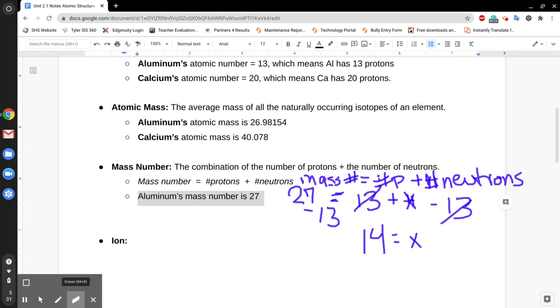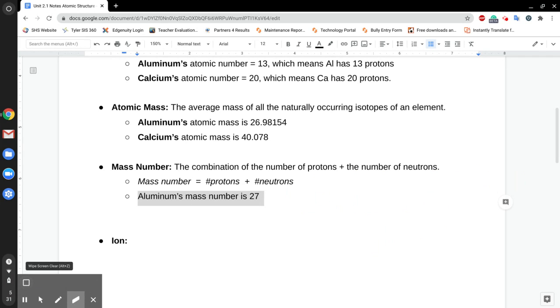Now again, this is going to be important to know, because this kind of information is going to change our complete chemical symbols, and it's going to change the type of isotope that we have.